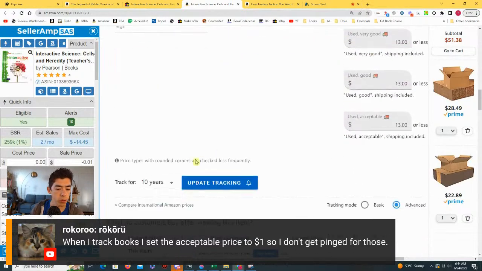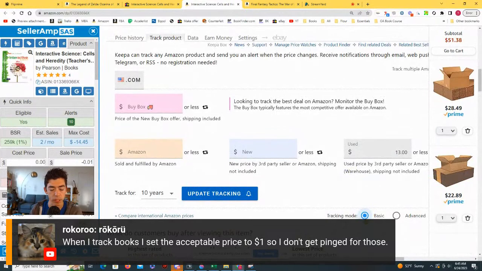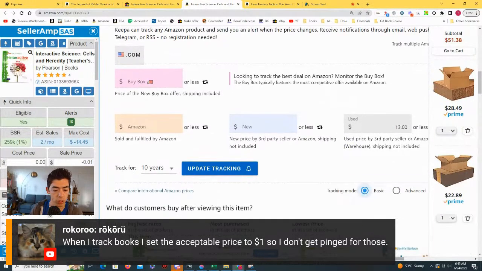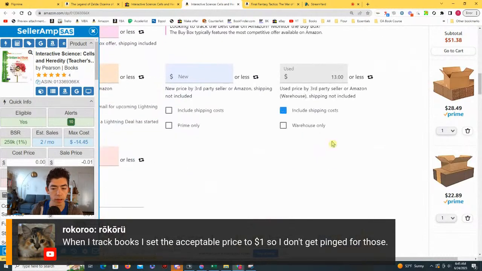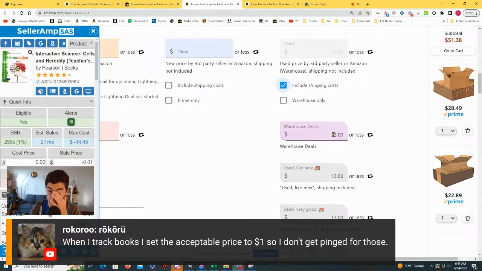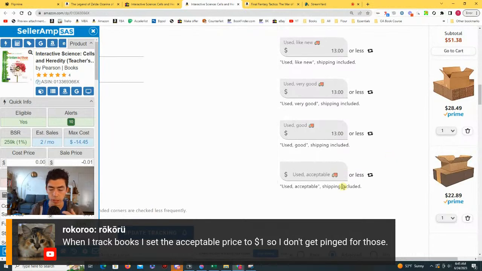Advanced. Okay, yeah. So what you could do right now, I'm on the basic. Like right here, I have just the basic toggle for tracking, but there's also an advanced and a pro toggle that you could use to track books. So if you go to advanced, you could say include shipping costs, and then you could actually get rid of the warehouse deals. So you could just have it be empty, or not the warehouse deals. Use acceptable. You can get rid of it completely.